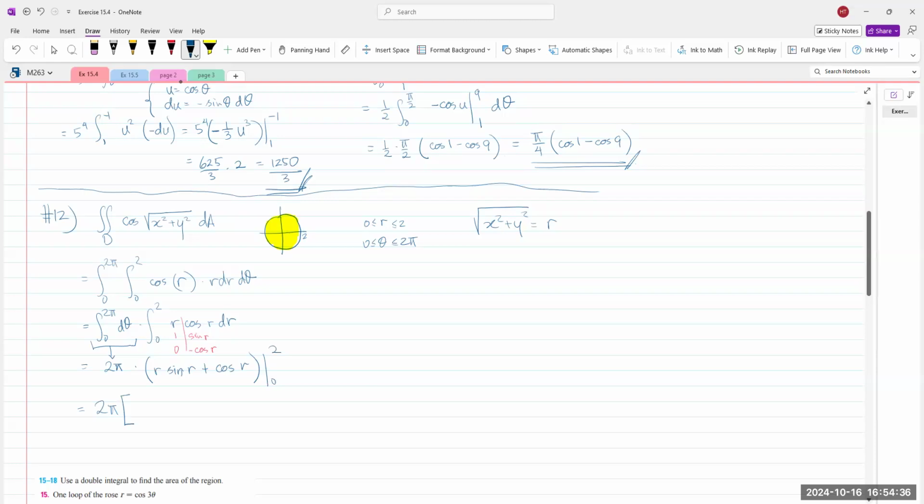Okay, so when r equals 2, we get 2 sine 2 plus cosine 2, minus 0 plus 1 when r equals 0, right? Then we get 2 pi times 2 sine 2 plus cosine 2 minus 1. That's for number 12.